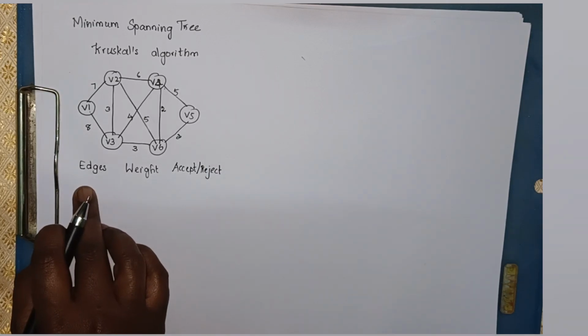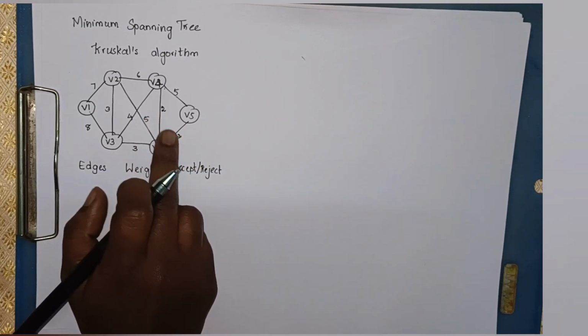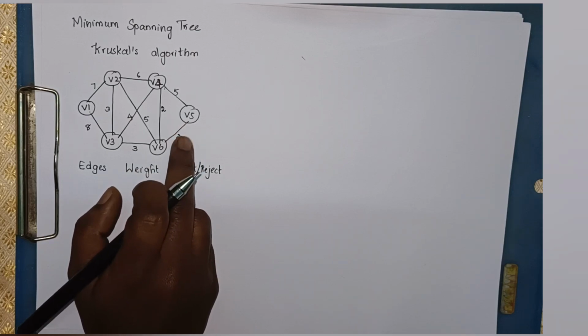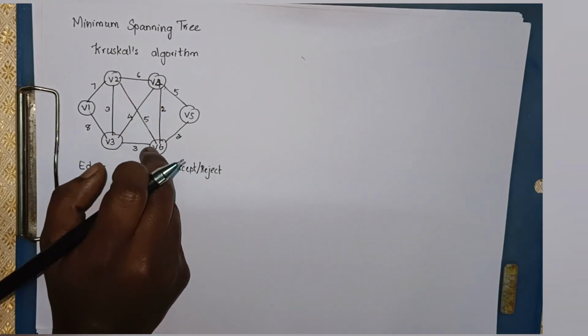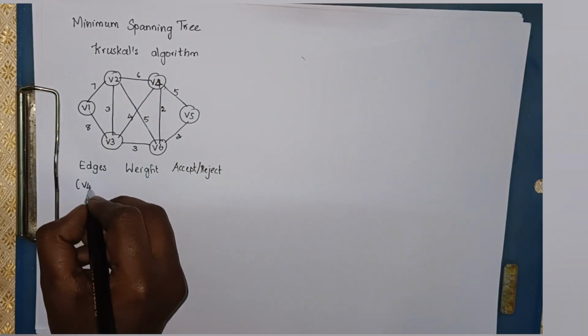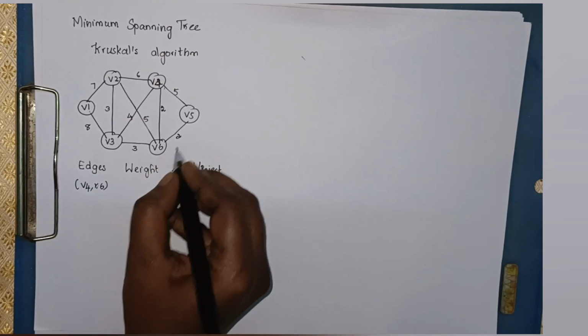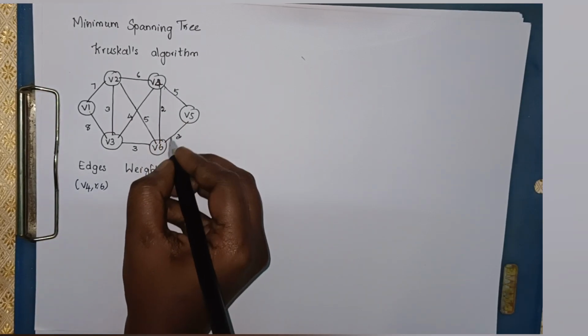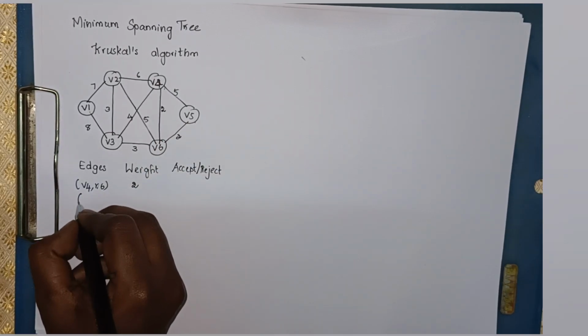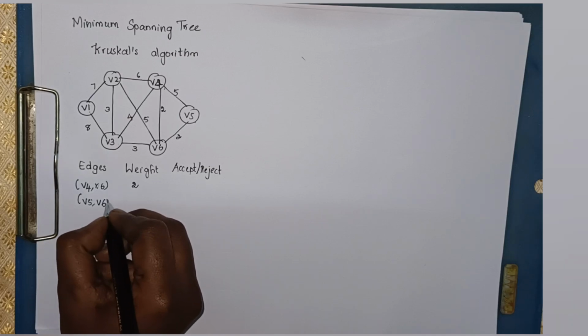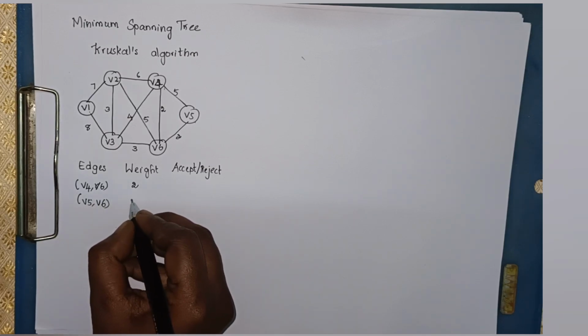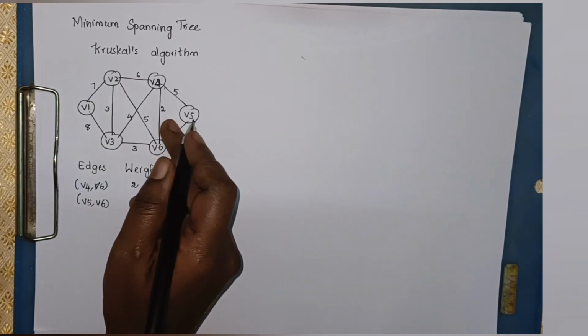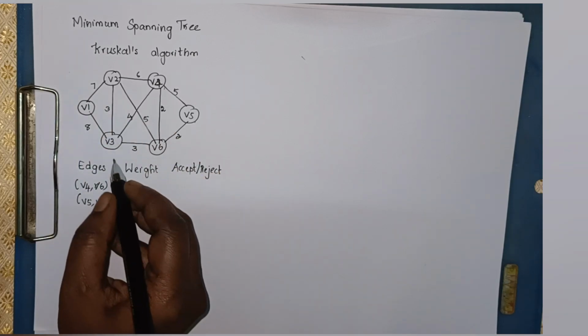So the minimum edges, there are 2 twos, so you can select any one. I am selecting first V4 to V6. The weightage is 2. Second one V5 to V6, otherwise V6 to V5 also we can write. Weightage is 2.